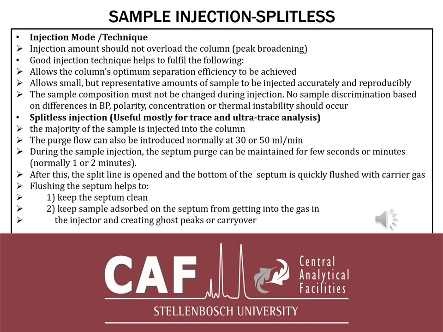Now, as I mentioned, the splitless injection is used mostly for trace and ultra trace analysis, where the majority of the sample is injected into the column. The purge flow can also be introduced, normally at 30 or 50 ml per minute for 1 or 2 minutes. After this, the split vent line is opened, and the bottom of the septa is quickly flushed with carrier gas. Flushing the septa with the carrier gas helps to clean the septa, and also to keep sample that is absorbed on the bottom of the septa from getting into the GCMS through the injector and creating ghost peaks.